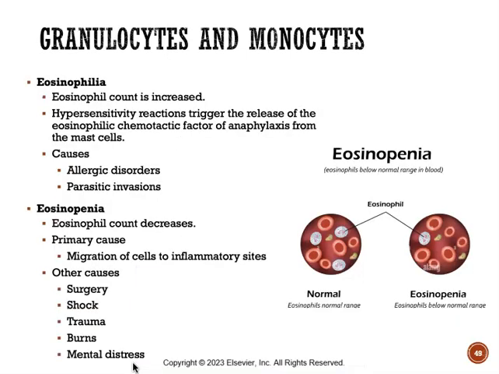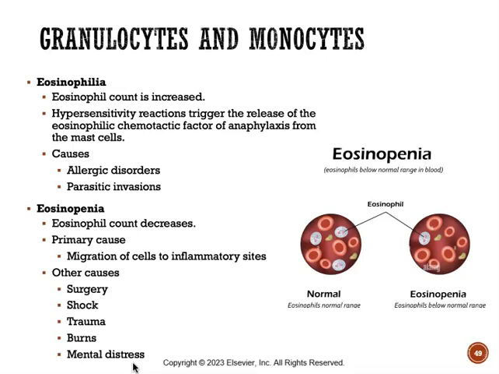Now, our eosinophils, if you remember, play a key role in allergic reactions and immune defense, but when their levels fluctuate, it can indicate some health issues. So if we have eosinophilia, then we are going to have an increase in our eosinophils, and that's typically triggered by an allergic reaction or parasitic infections.